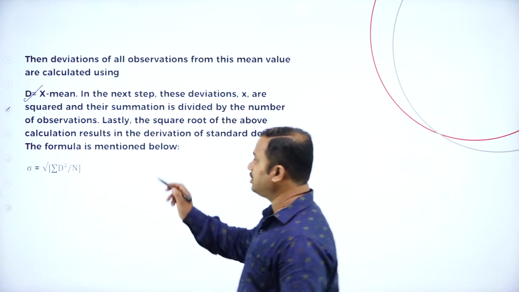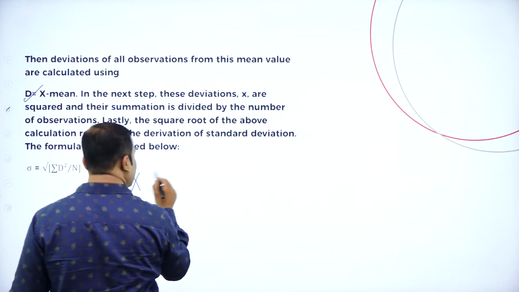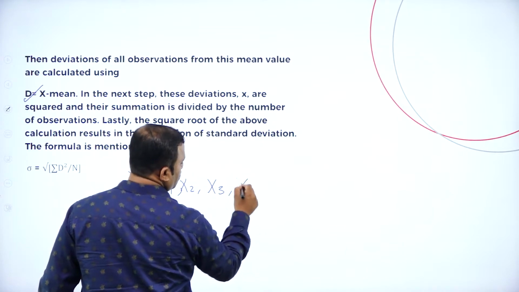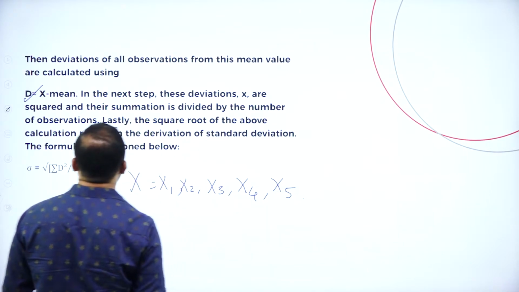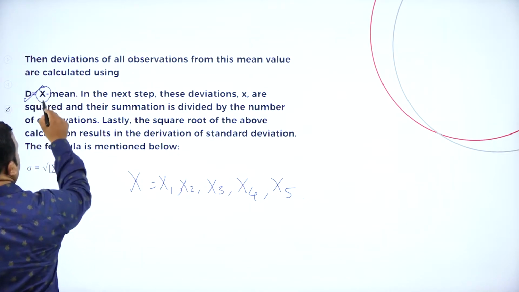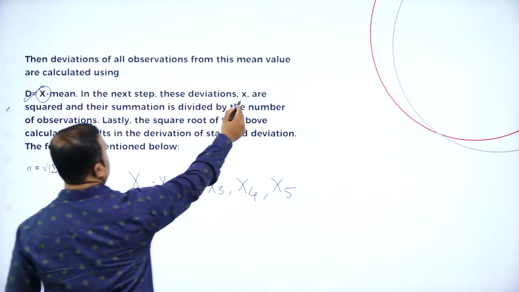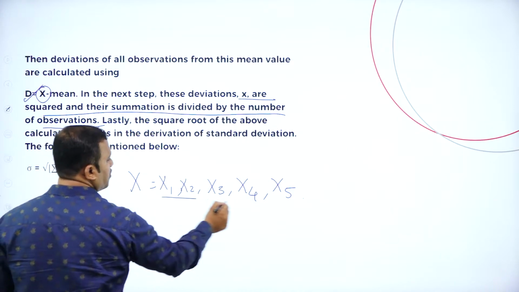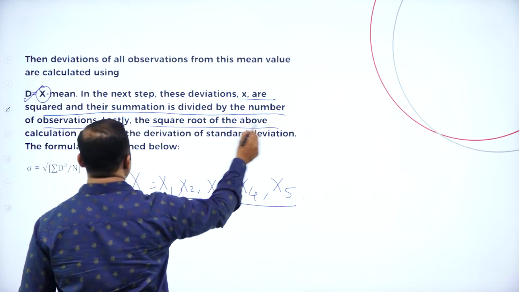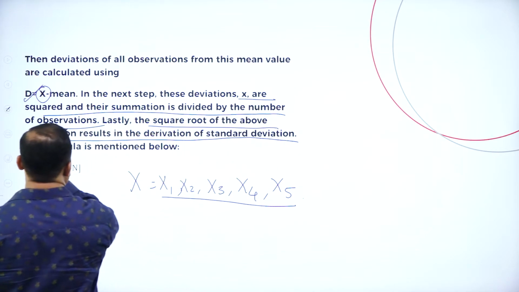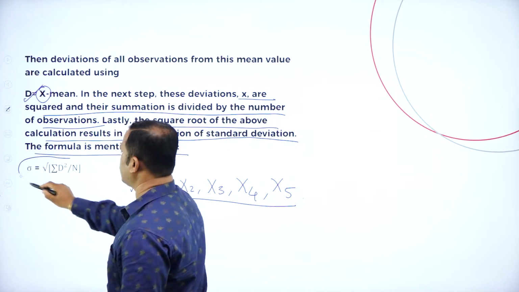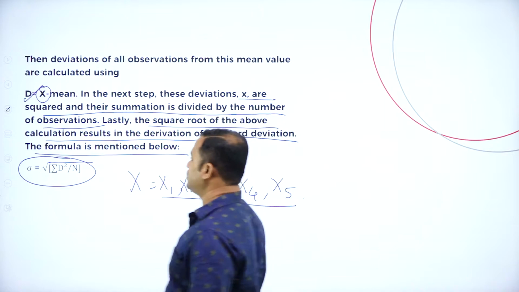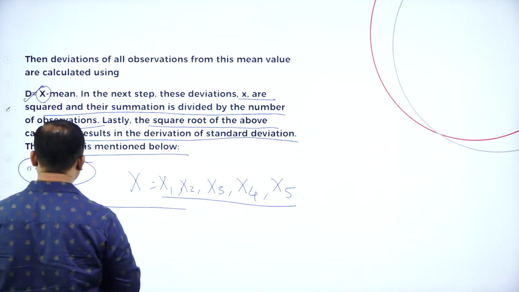That is, deviation is calculated by x minus mean, where x is indicated by x1, x2, x3, x4, x5, and so on. What is the value of x here? Maybe x1, x2, and so on, like the deviations. The deviations are squared and their summation is divided by the number of observations, that means the number of observations which we have come across. The square root of the above calculations results in the standard deviation. The formula is mentioned here, that is d square. That is the square root of this entire term.